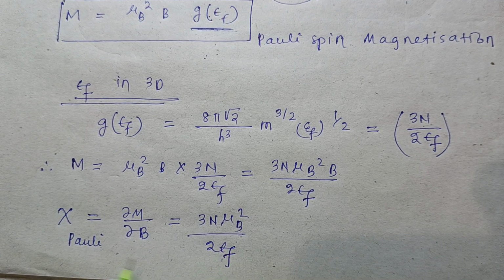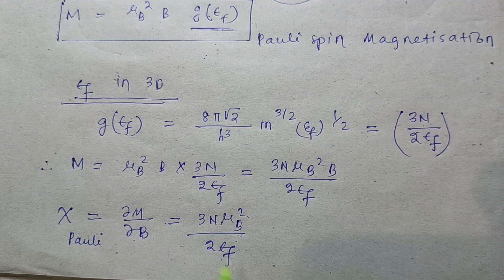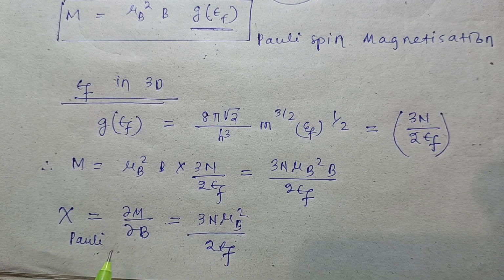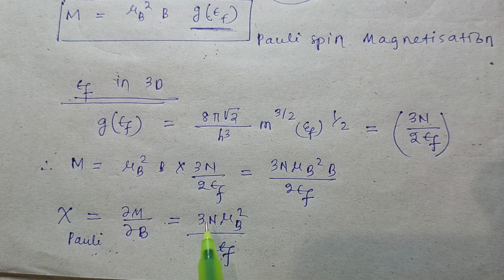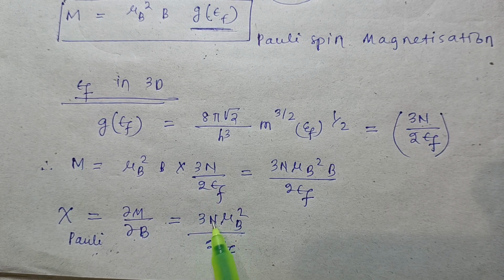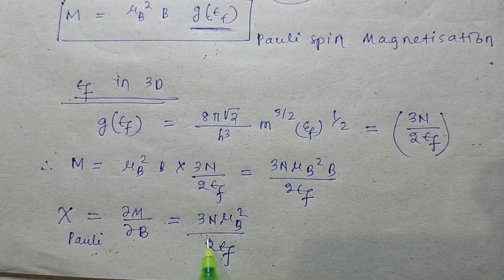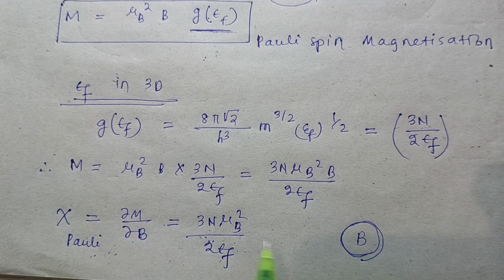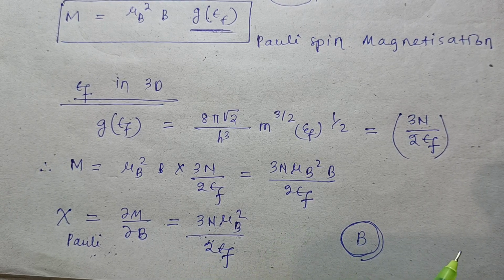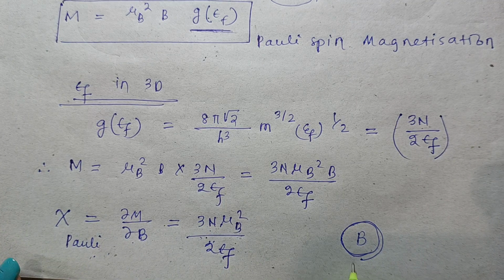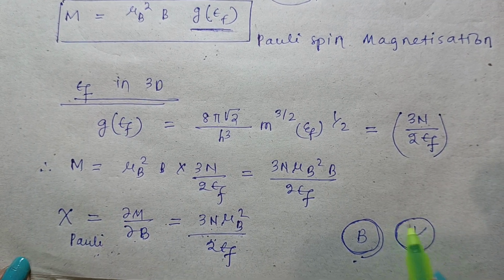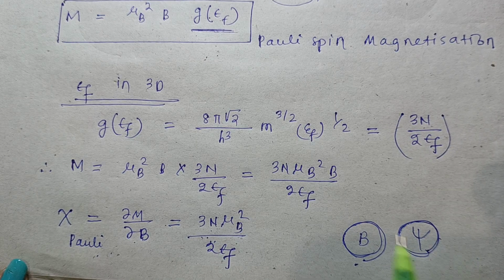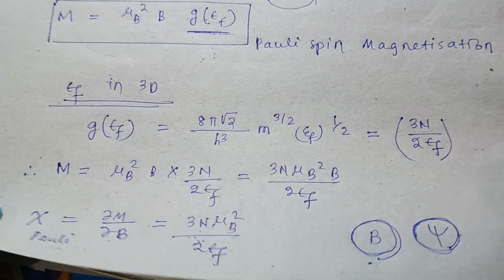So this is the paramagnetic susceptibility. Okay, so see, while deriving this result, it is assumed that the spatial motion of the electron is not hampered by the applied magnetic field. By the applied magnetic field, the spatial motion of the electron is not hampered, but the wave functions are modified by the field.